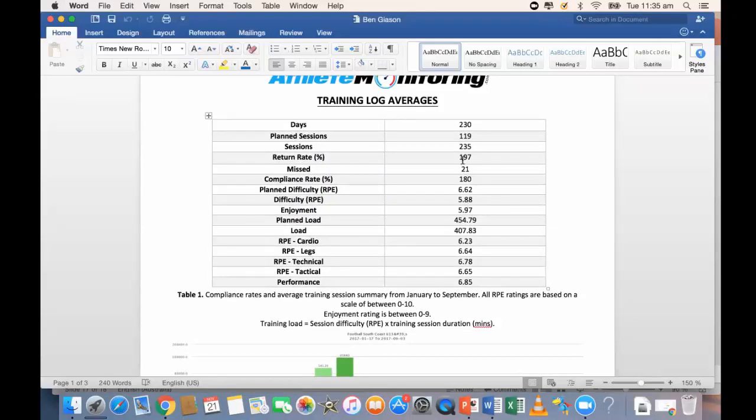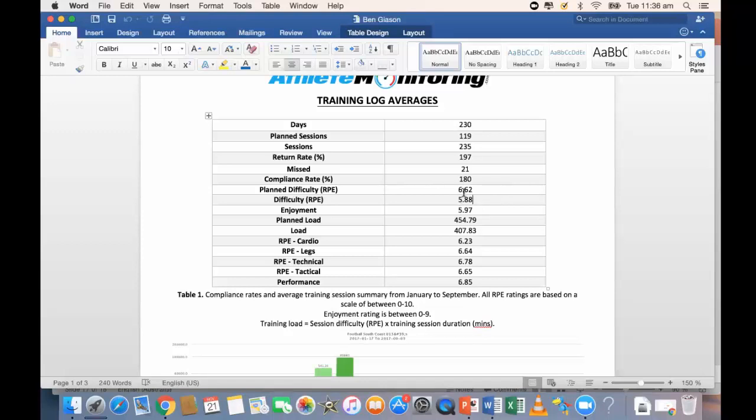As you can see here, this was over a total of 230 days. The amount of sessions planned over that duration was 119. This player, because he did a lot of extra training and he was actually an academy player and quite elite, recorded 235 sessions. So his return rate was quite high. Like I said, it went over 100% because he was recording so much of his own training as well. He missed 21 of our training sessions, so his compliance rate, purely in regards to Football South Coast, was that he only did about 98 sessions out of 119.